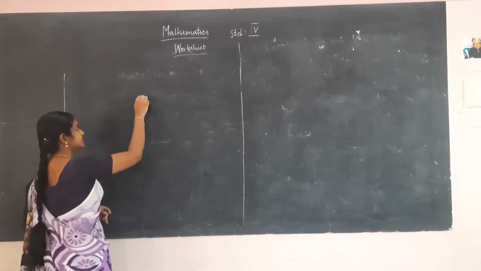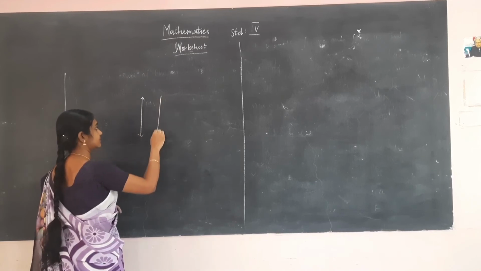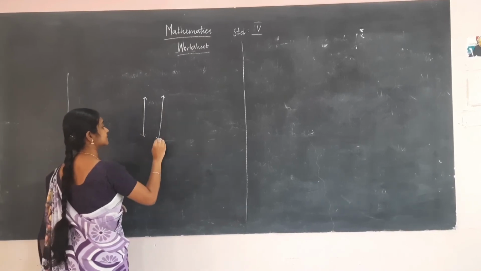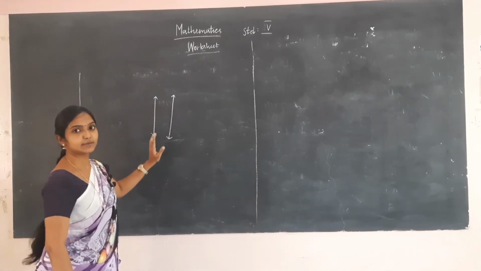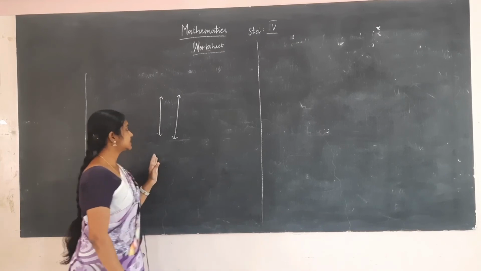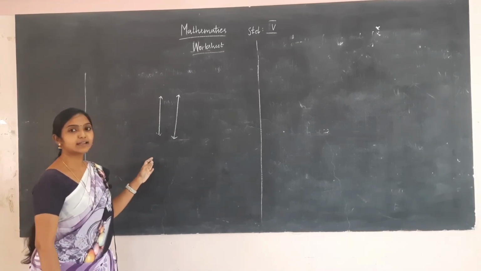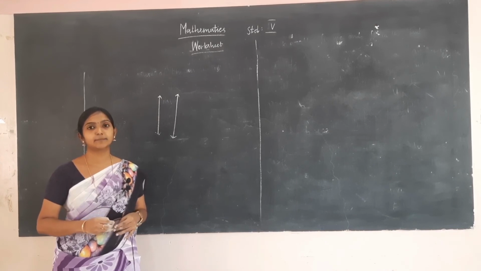Let us consider two lines. We call these as parallel lines because the distance in between them will remain same even if we extend them. You can see a parallel line in a railway track. Two rails are parallel.